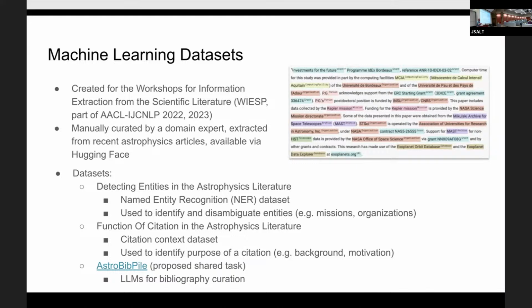Other labeled data sets that we used are the function of citations found in the astrophysics literature. So looking at the text surrounding a citation in the narrative of a paper, identifying which citations are given as background information or as supporting statements for the argument being made in the paper. And finally, a proposed shared task for next year, I hope, is something we call the AstroBib pile. These are labeled data sets that support the creation of bibliographies for data usage in scientific papers. And the question there is, can we use large language models or other techniques to identify which papers contain the explicit use of data sets, and if so, identify what those data sets are.